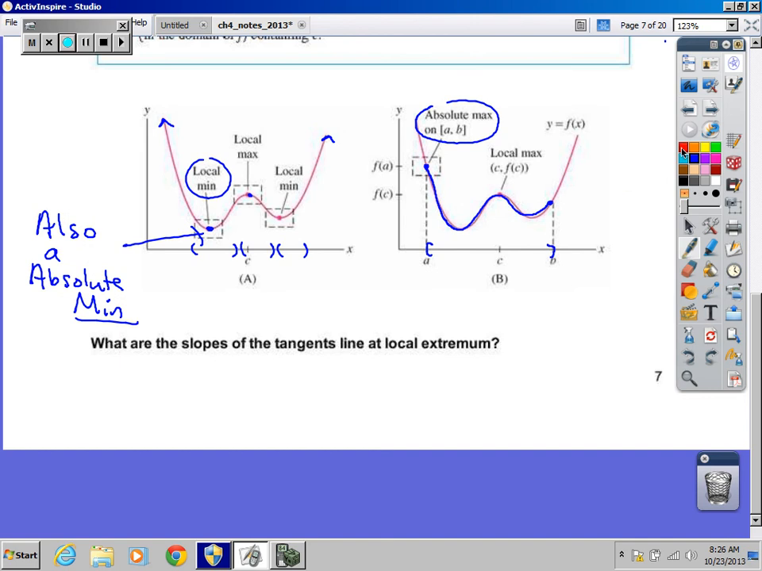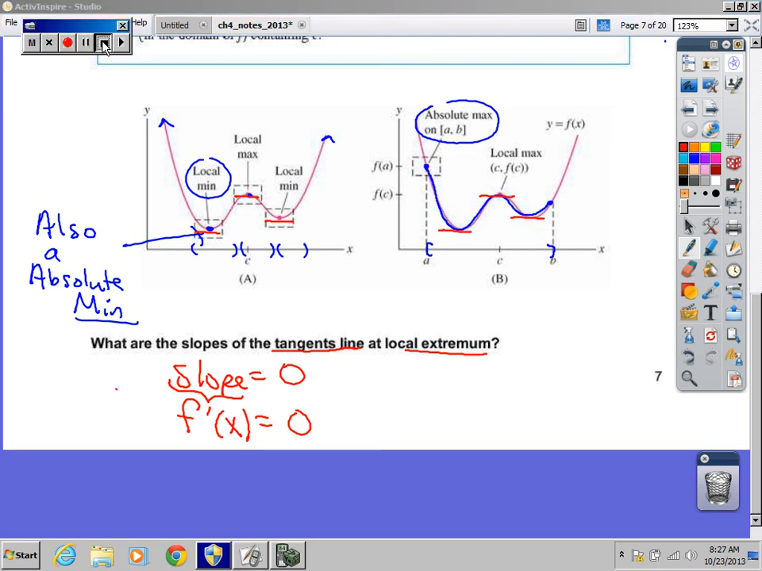So one thing to leave on this page, the last question says, what are the slopes of the tangent lines at local extremas? So if you look at the tangent lines, what are the slopes? 0. And what do we remember? How do we get the slope in calculus? We take the derivative. So really, the derivative of the function would have to be equal to 0. And that's going to be a key thing we use to help us identify absolute or relative max and mins on a graph.